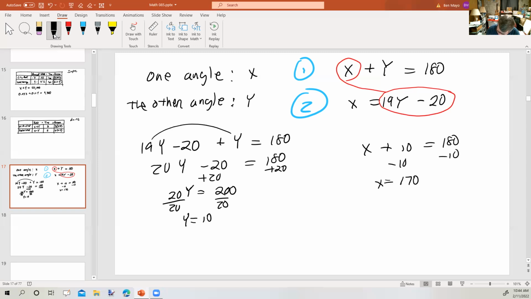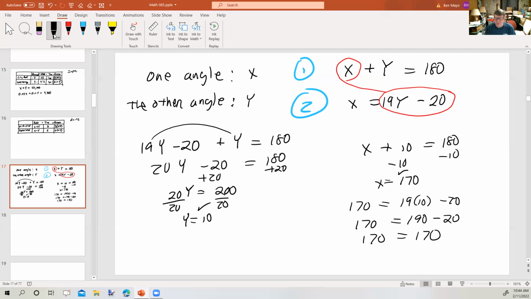Now, if x equals 170 and y equals 10, let's check it in the other equation. This is equation number 2. 170 equals 19 times 10 minus 20. 170 equals 190 minus 20. 170 equals 170. So the solutions check.